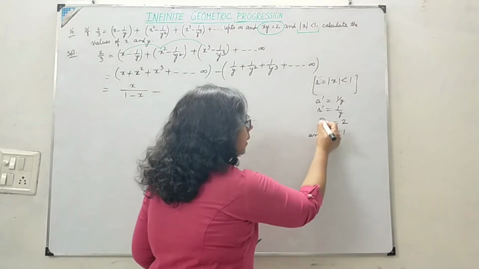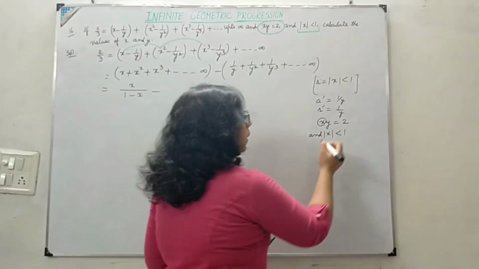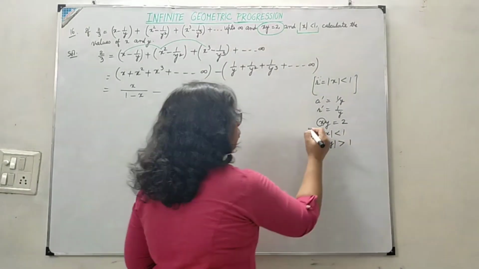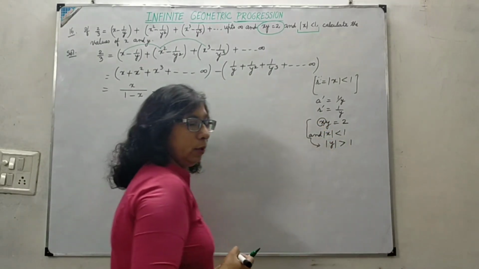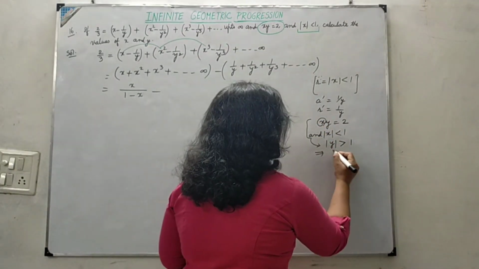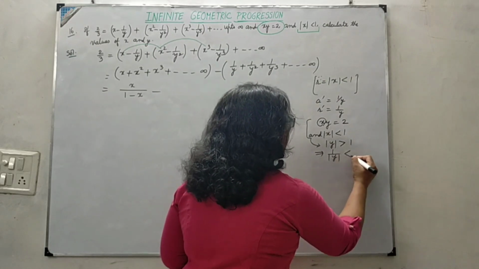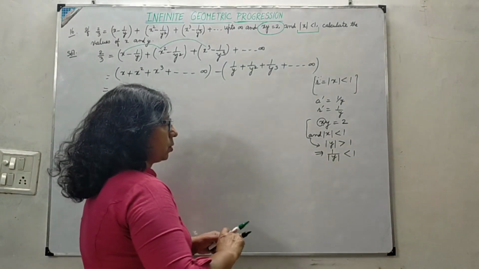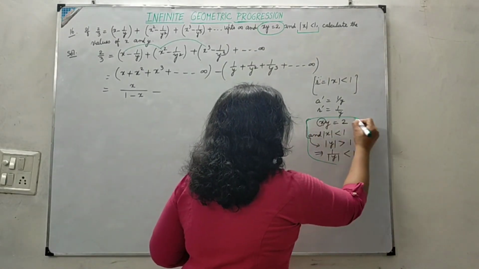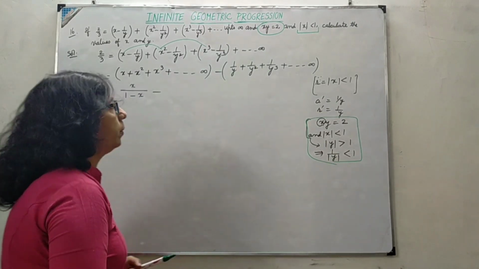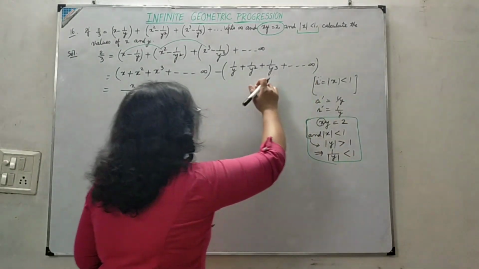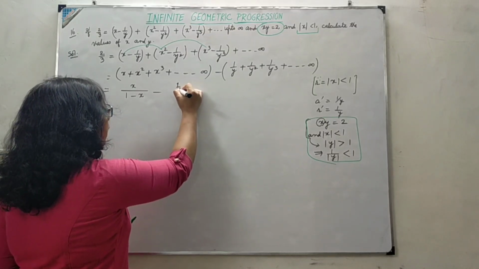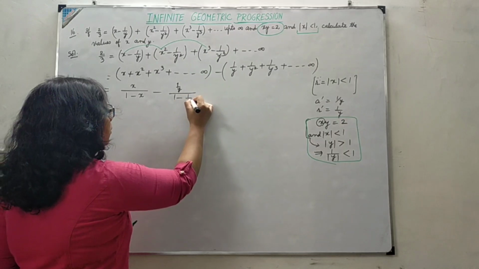Now if x in the product is less than 1, then definitely y modulus is greater than 1. From these two we can conclude that 1 by y modulus is less than 1, taking the reciprocal, the inequality sign changes. This is a very important part. You will first see whether the common ratio is less than 1, only then can we apply the infinite GP formula. This is 1 by y upon 1 minus 1 by y.